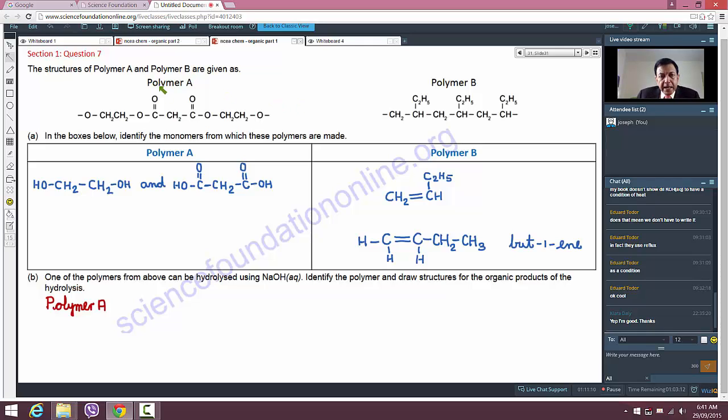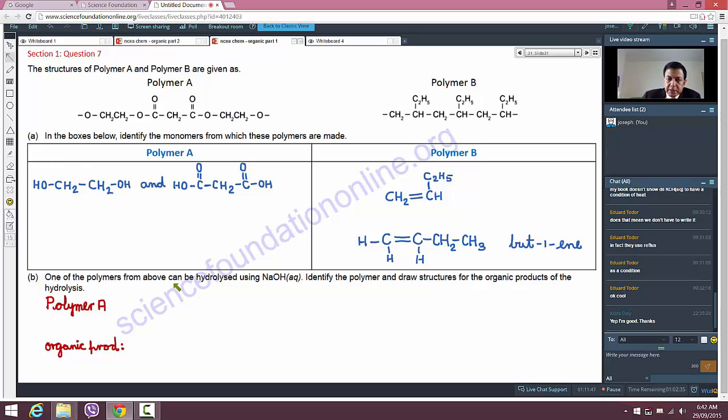But polymer A, you can break it up by warming with sodium hydroxide solution. Why? Because the links here between the two separate monomers are ester linkages. So warming with hydroxide ions can break the ester link, and what do you first get? Alkanoic acid and alcohol. And the alcohol stays as an alcohol. But under alkaline conditions, what does the alkanoic acid do? You end up with the corresponding alkanoate ion.